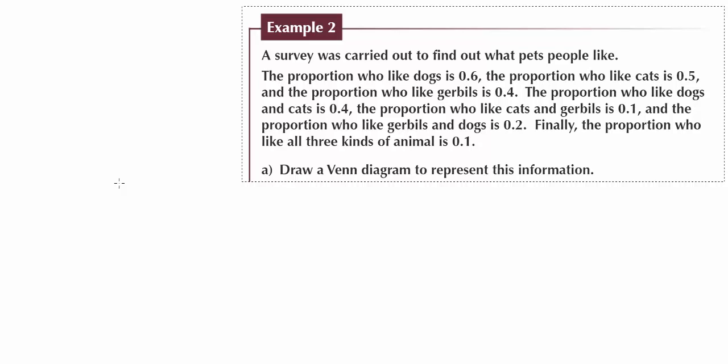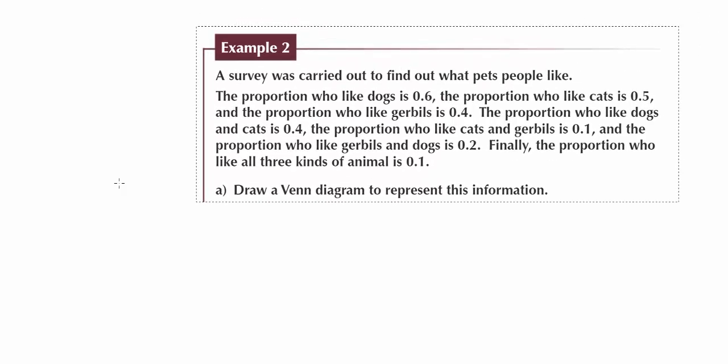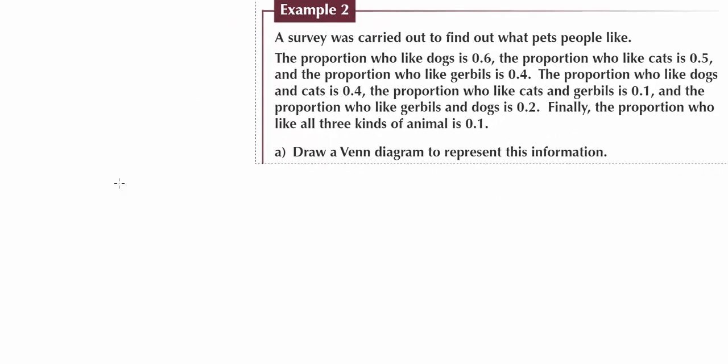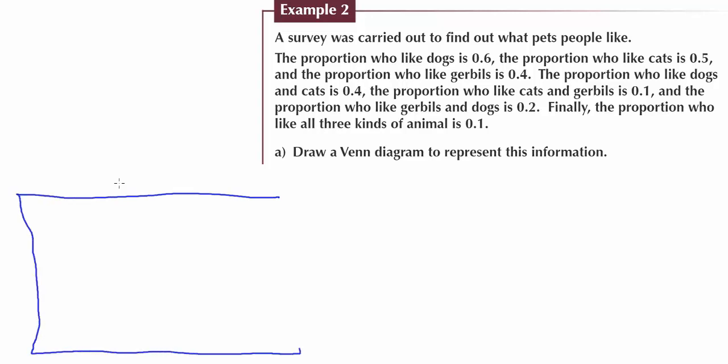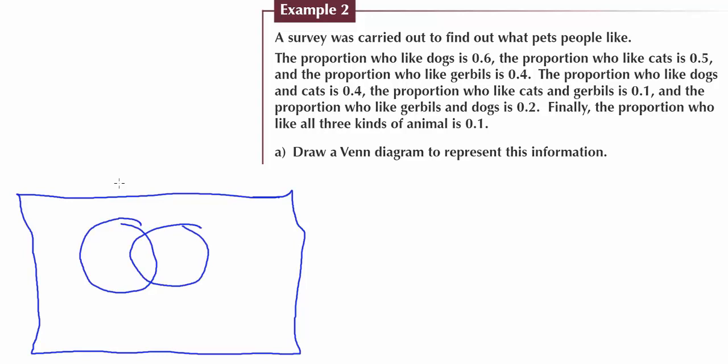Well, actually, no. I should read that. Okay. Proportion who like dogs. So we need a circle for dogs. Definitely, we're going to need a circle for dogs. So let's start drawing a Venn diagram. Circle for dogs. Proportion like cats. We're going to have cats as well. And finally, we're also going to have gerbils. So this is a question which involves 3 circles. So this can be a dog, this can be a cat, and this can be a gerbil.